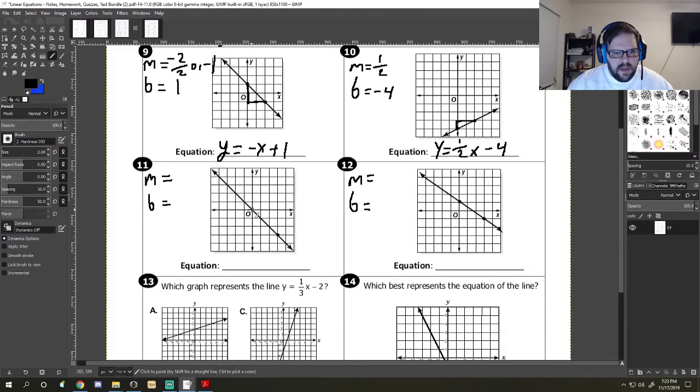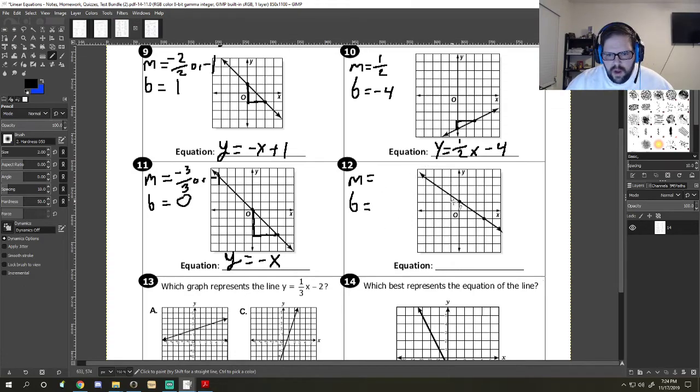Number 11. My y-intercept is actually 0. It's right on the origin, which means that it's going to be 0. My slope, on the other hand, I'm going to have to go down 1, 2, 3, over 1, 2, 3. So it's going to be -3 over 3, or -1. So that means that this is just simply y equals -x, or y equals -1x, whichever one you'd prefer.